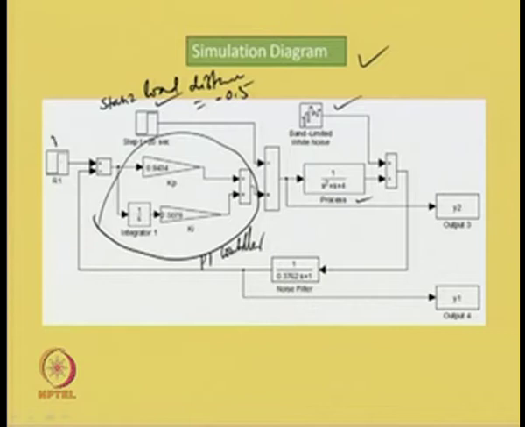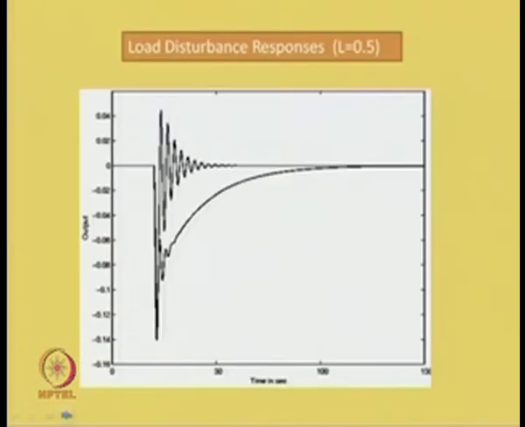Again we set R is equal to 0 because we have interest in the disturbance responses of the closed loop system. Then you get the load disturbance responses of this form. Please keep in mind the static load disturbance is of magnitude L is equal to minus 0.5 occurring at time t equal to 20 seconds.